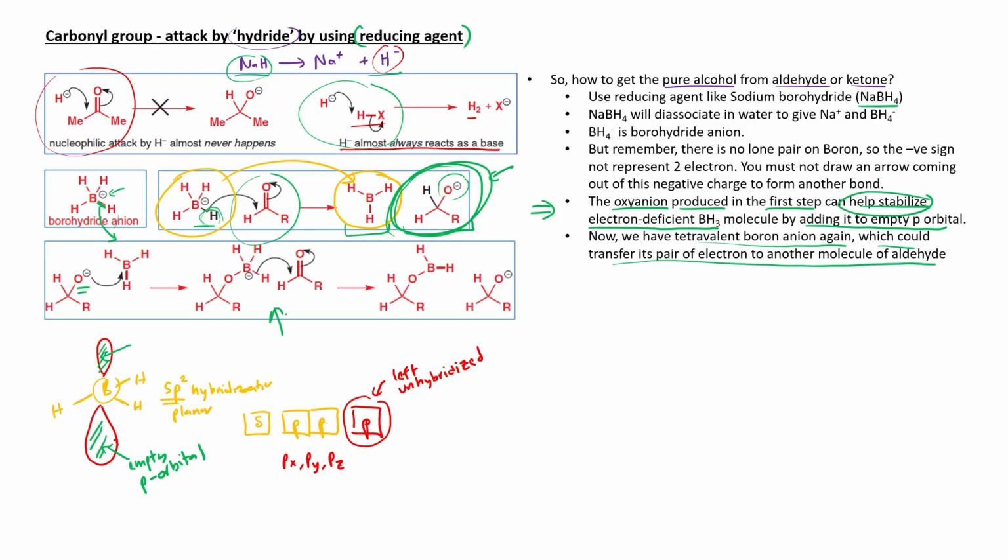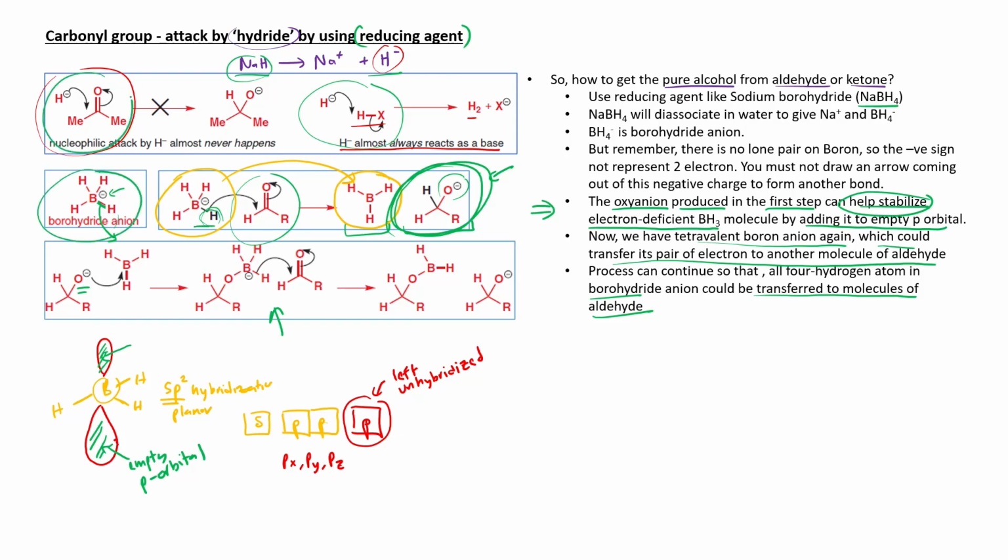So this is this part, and then the process can continue so that all 4 hydrogen atoms in the borohydride anion could be transferred to the molecule of aldehyde. Okay, so let's say we just have this borohydride anion, and also we have this carbonyl, whether it's aldehyde or ketone, what will happen? It will continue and become like this.